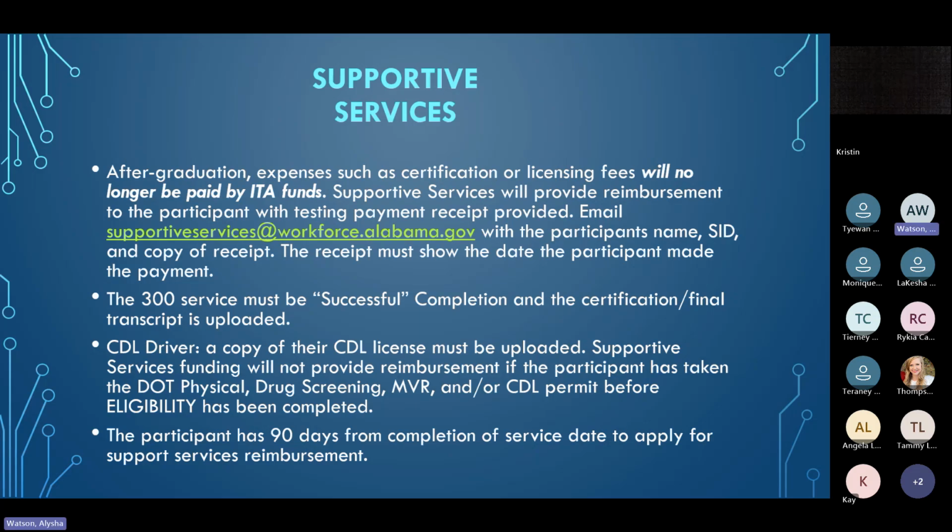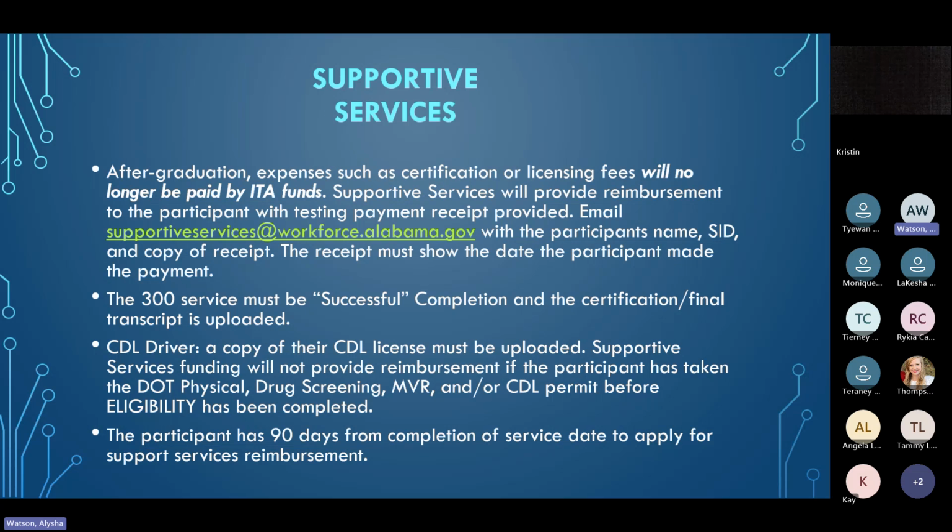All right, so now we are here for supportive services, and this is a little different from your youth provider supportive services. This is for participants that have gone into ITAs. So after graduation, expenses such as certification or licensing fees will no longer be paid by ITA funds. Supportive services will provide reimbursement to the participant with testing payment receipt provided. You email supportive services at workforce.alabama.gov with the participant's name, state ID, and a copy of their receipt. The receipt must show the date the participant made the payment.